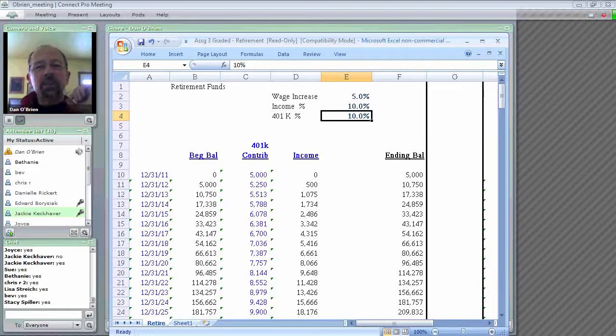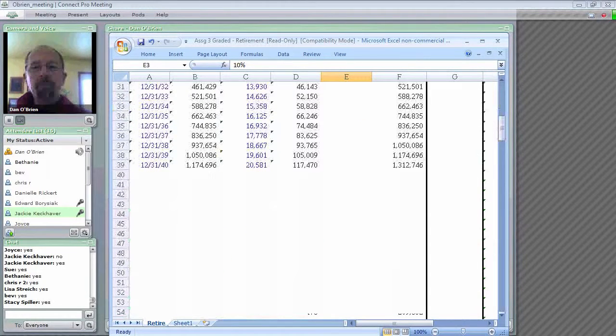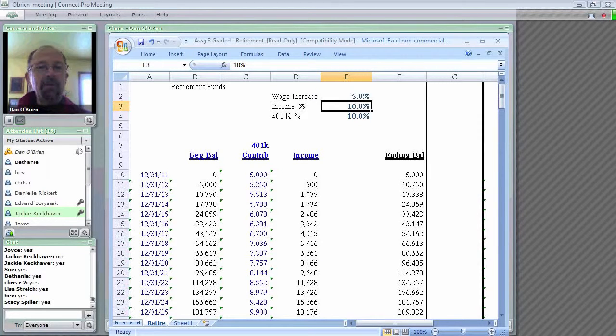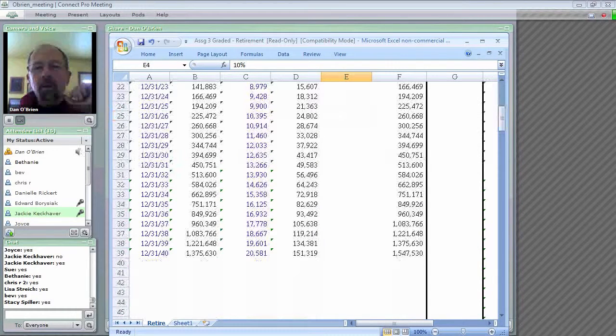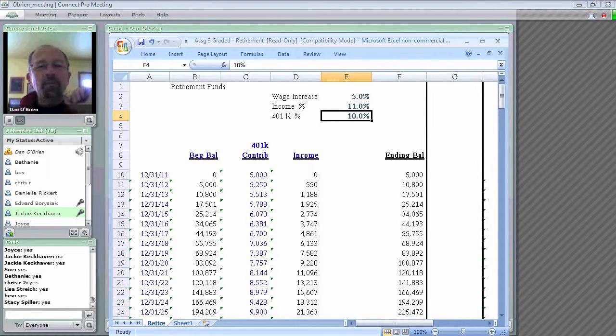Or the next thing you can do is say, what if, instead of making 10% a year, and this is interesting, you look at this, 1.3 million. If I made 1% larger over 30 years, what would that do to me? I would have 1.5 or 250,000 more 30 years from now. 250,000 more if I made 1% more a year.